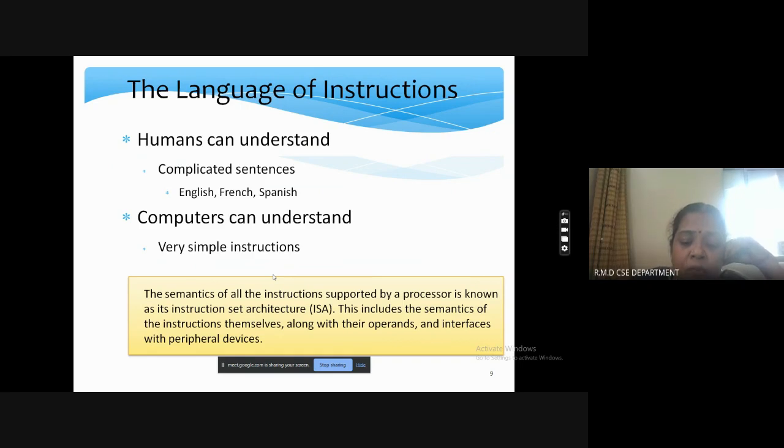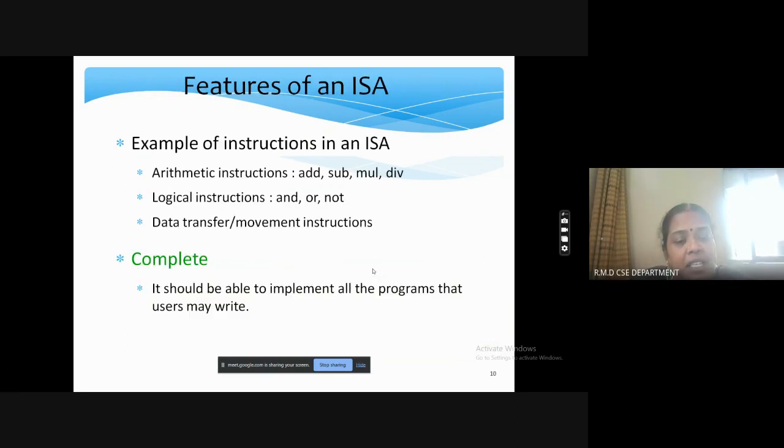The semantics of all the instructions supported by the processor is known as the instruction set architecture. Instruction set architecture differs from one system to another based on the memory capacity and the registers that are available. This includes the semantics of the instructions themselves along with their operands and the interfaces with the peripheral devices. What are the important features of ISA?